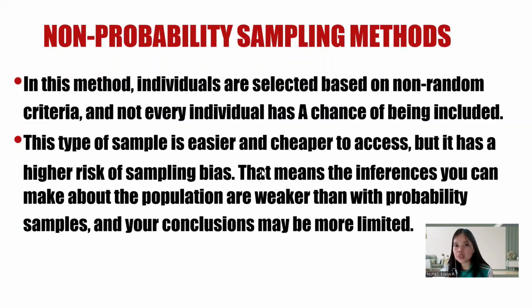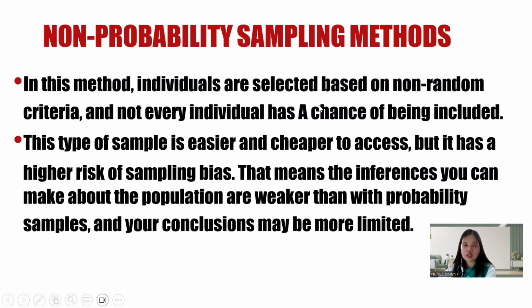This type of sample is easier and cheaper to access, but it has a higher risk of sampling bias. So it has a higher risk of sampling bias, which means that the inferences you can make about the population are weaker than with probability samples, and your conclusions may be more limited. So it will not be as good.